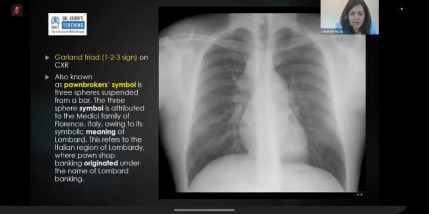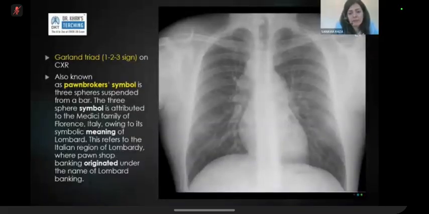So this shows you bilateral hilar enlargement, lobulated looking, and you can very clearly see that there's something in the right paratracheal space. So that's called 1, 2, 3, 1 being the paratracheal, and 2, 3 being the two hilar. Garland, a wreath or a string, is used to describe that appearance. This appearance is also called the pawnbroker symbol or pawnbroker sign. These two signs are just used to describe the very typical appearance of bilateral hilar and right paratracheal lymphadenopathy.